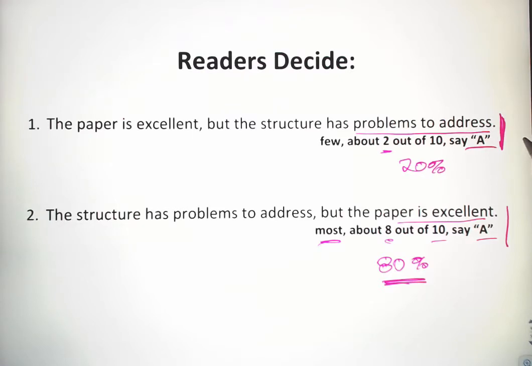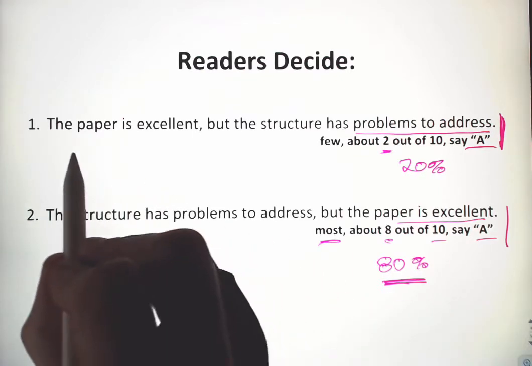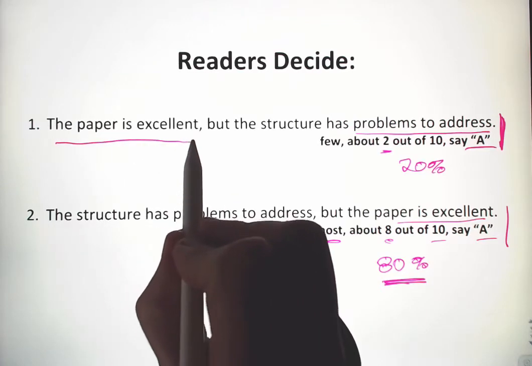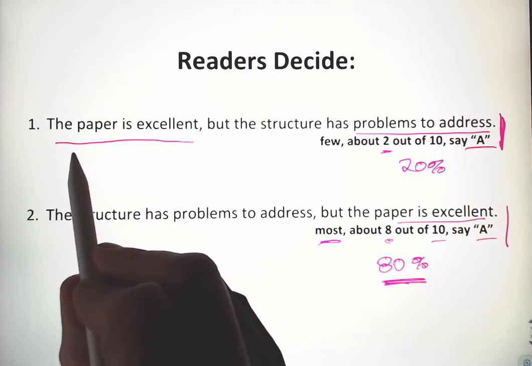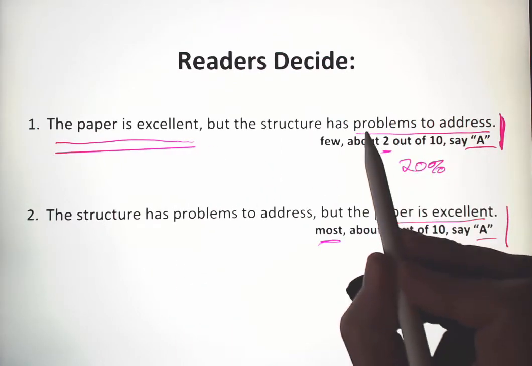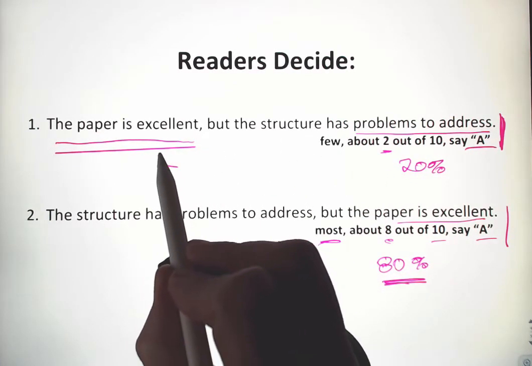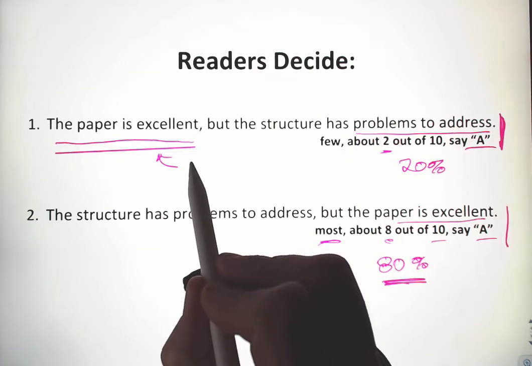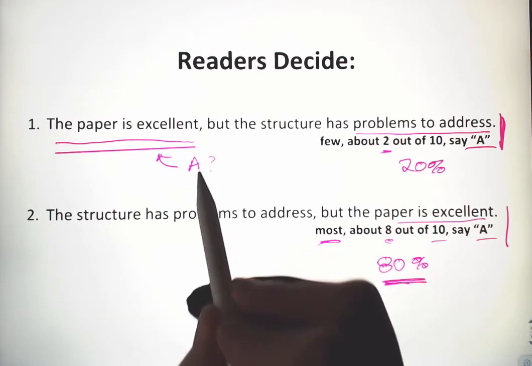In this case, some people are probably likely to see up front, oh, the paper is excellent. I really wanted to see that. I was really stressed, and now I know the paper is excellent. And it's okay that there are problems to address. And those people might go, oh, that's so powerful, maybe that gets the A.